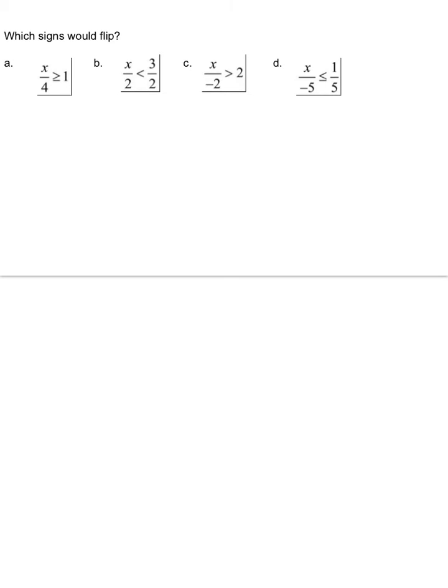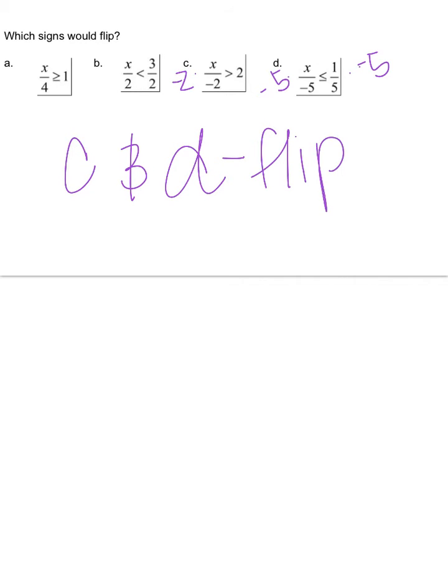So you should have said that C and D both flip, because in C I would be multiplying by -2, and in D I would be multiplying by a -5. Both A and B stay the same because you are not multiplying or dividing by a negative number. So let's practice this a little bit before you start your homework.